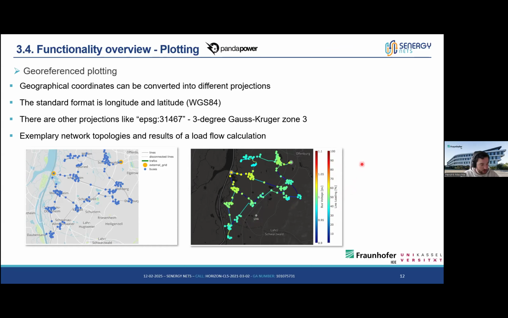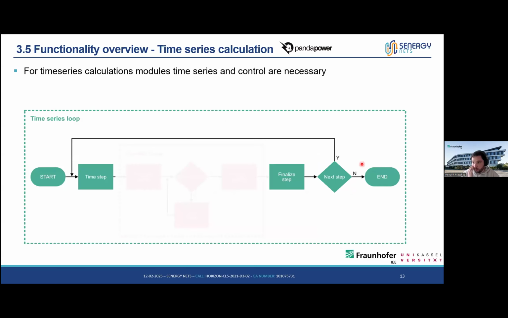So that was a little bit about plotting in Pandapower. I think I have two more topics and then an application example. So we talked already about the time series calculation. It's important to understand here that the time series module is very closely connected to the control module. First of all, we only want to talk about time series calculation. So we just have, so to say, this outer loop here, so just the green one.